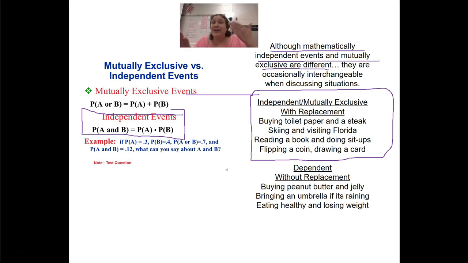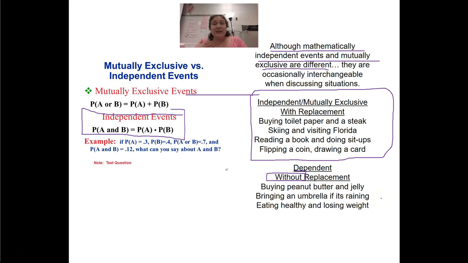Flipping a coin and drawing a card. Just because you get heads on a coin doesn't mean that you'll get a certain card from the deck. They're not related. Now that's different than dependence. When you see something with a dependent, you will either see something that says without replacement. Without replacement means you ate that M&M or you ate that Skittle. It's not coming back up. It's in your body. It changed the number of Skittles or M&Ms that you had.